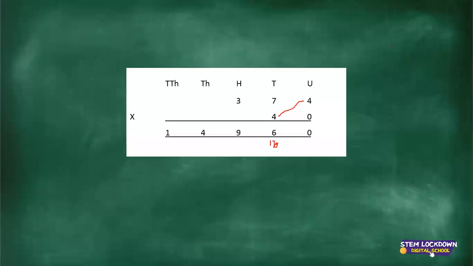So 4 times 4 is 16. So we take this 6 and we put this 6 here. Okay. Now, so we take this 1 and we put this 1 here. Okay, my writing is a bit crooked.